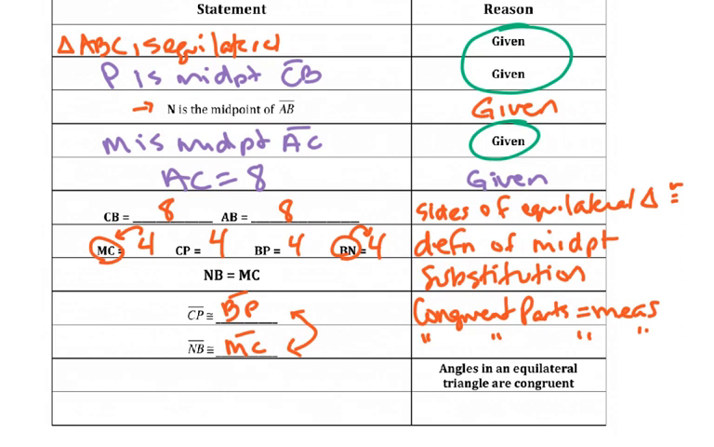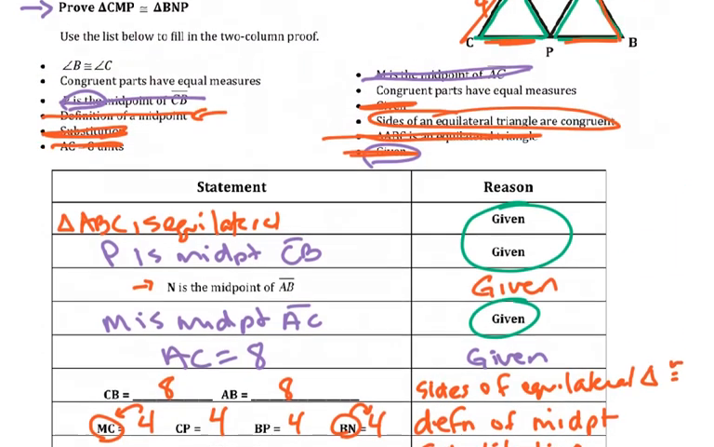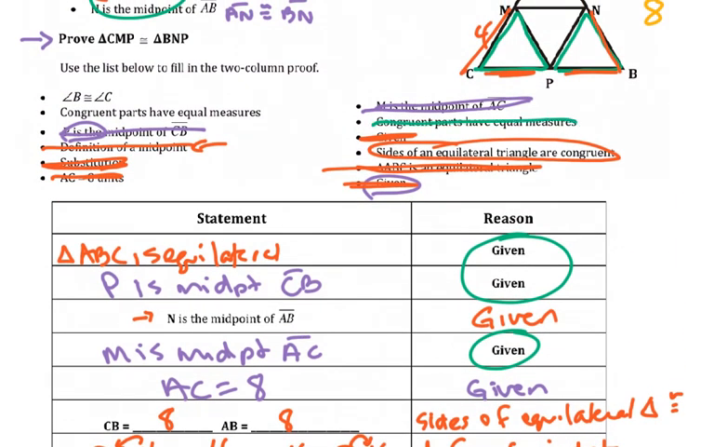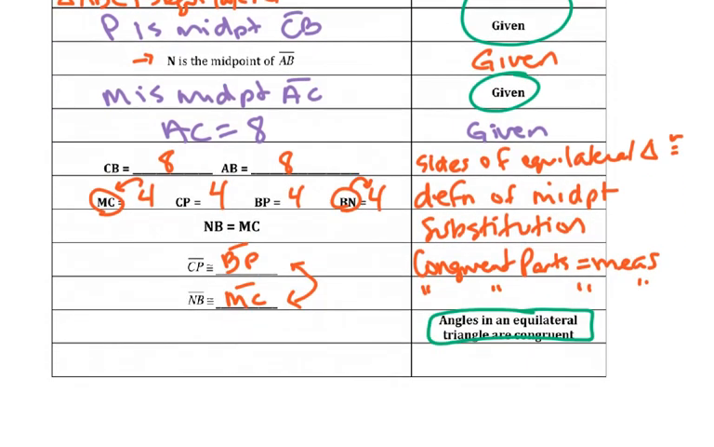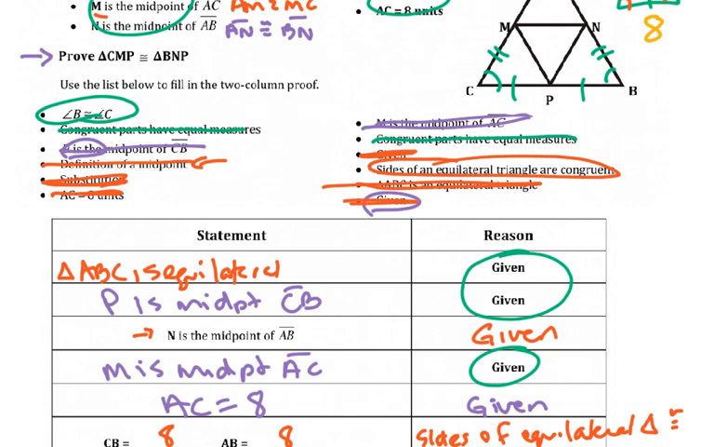The next thing it says, the reason is that angles in an equilateral triangle are congruent. I've used that one, so really there's only one thing left: angle B is congruent to angle C. Look at how that helps me in proving what I'm trying to prove. I'm trying to prove that these two triangles are congruent. I'm going to say angle B is congruent to angle C because angles in an equilateral triangle are congruent, and B and C are both angles of my equilateral triangle.